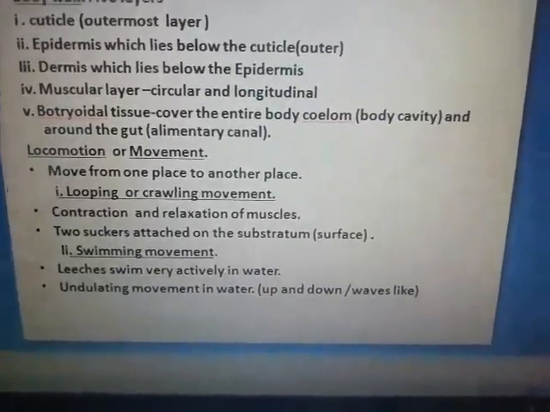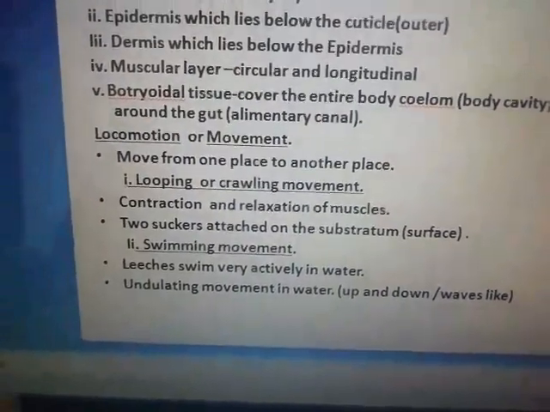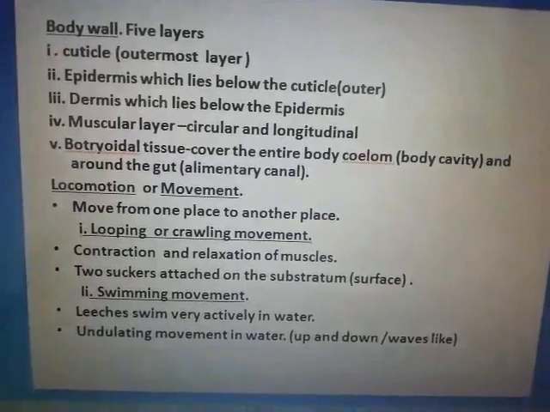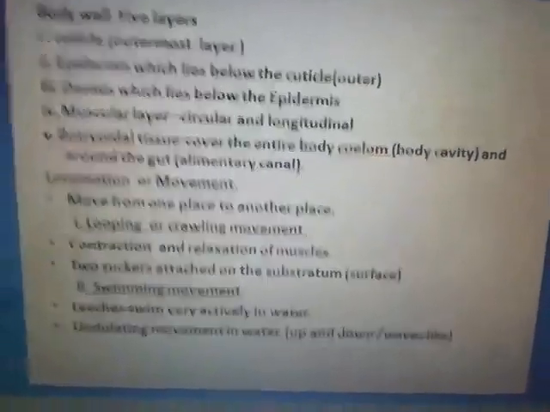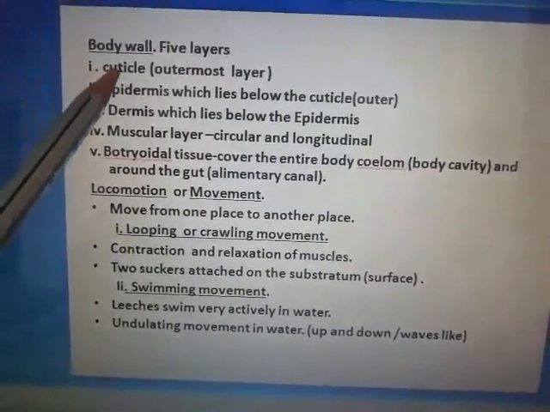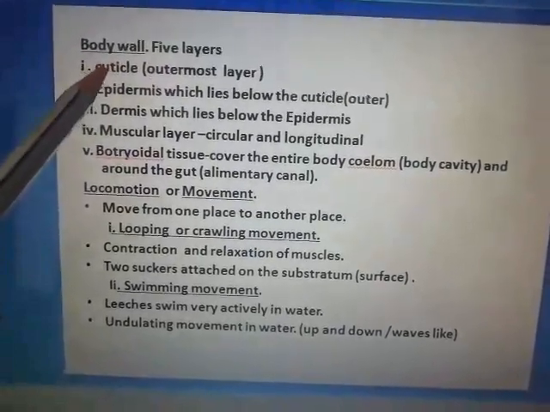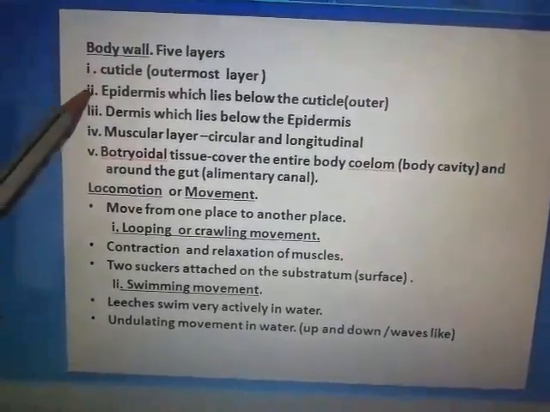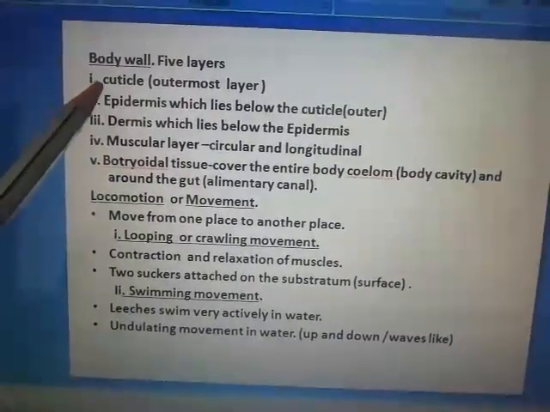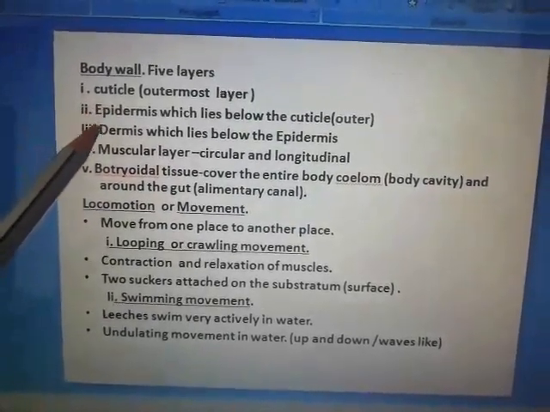The body wall of leech includes 5 layers which cover the leech body. The first layer is the cuticle. It is the outermost layer of the leech body, which maintains the body temperature. Next, the epidermis, which lies below this cuticle. It is also an outermost layer of the leech body.